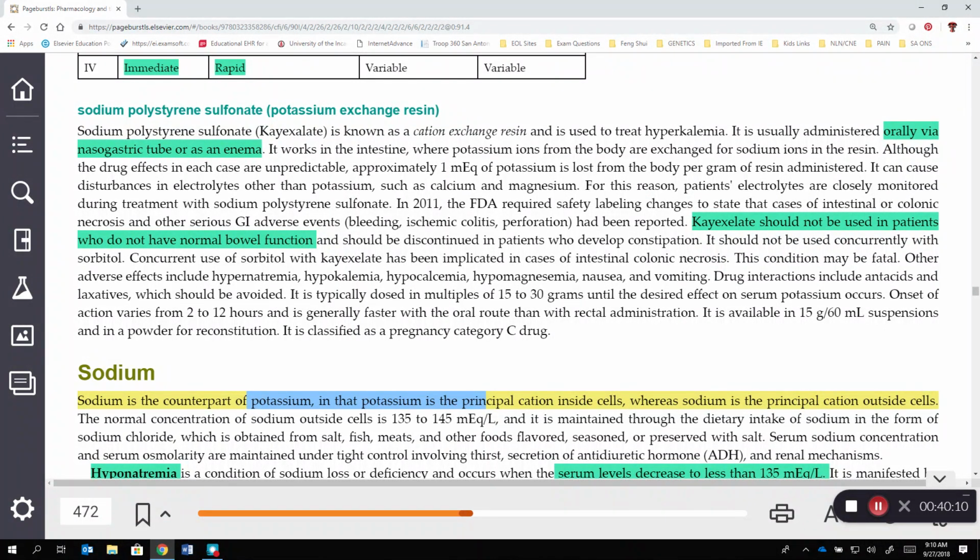So if a patient's constipated, we do not give Kayexalate. If they have no bowel sounds, we do not give Kayexalate, et cetera. So that is the biggest primary role of the nurse prior to giving the Kayexalate, is to establish that the patient does have bowel function.